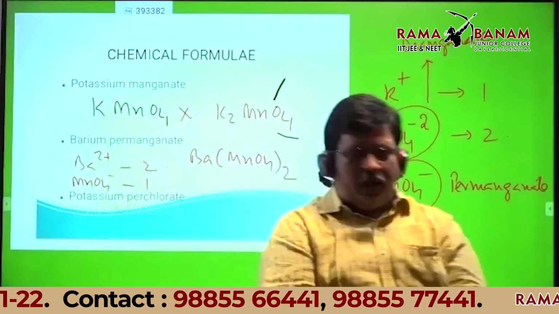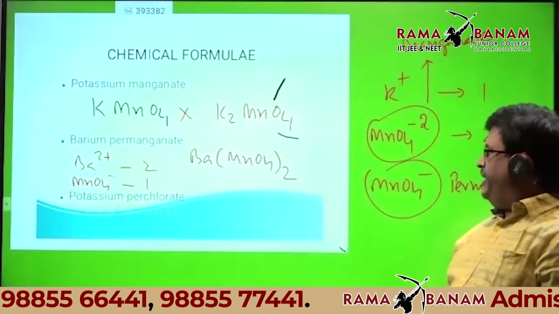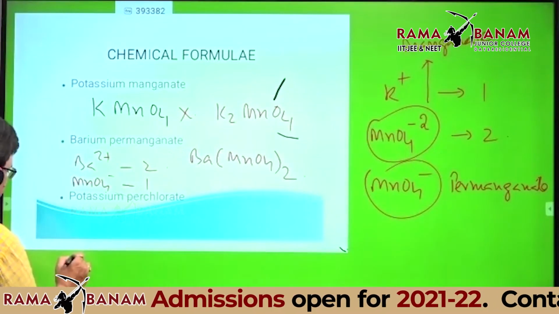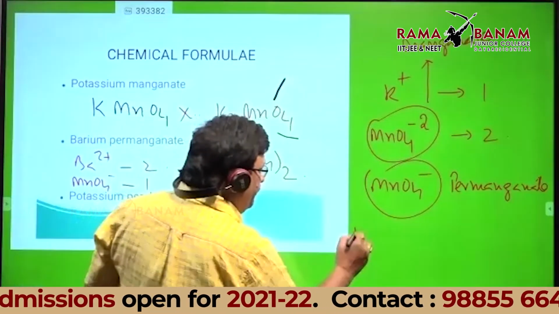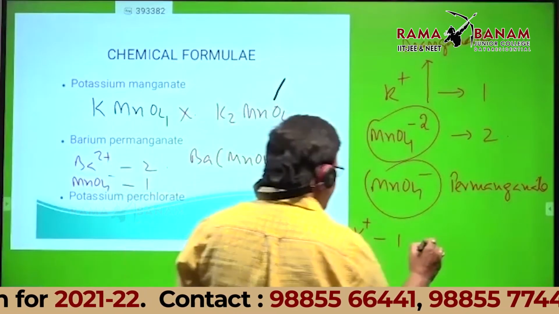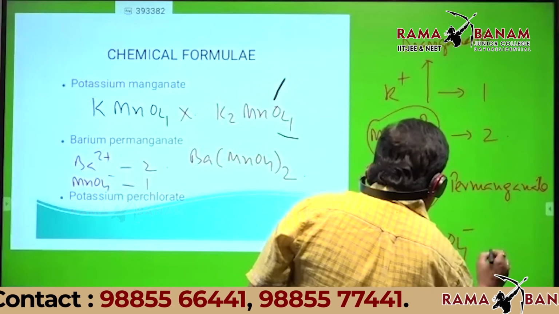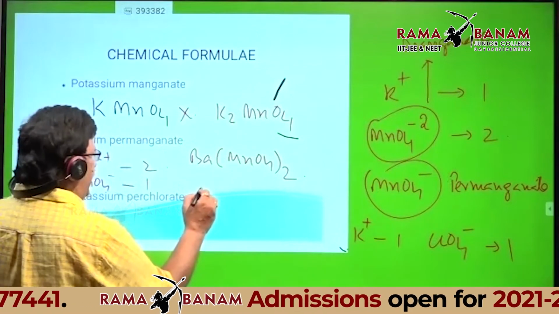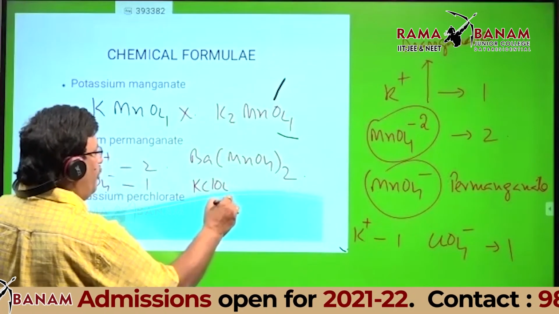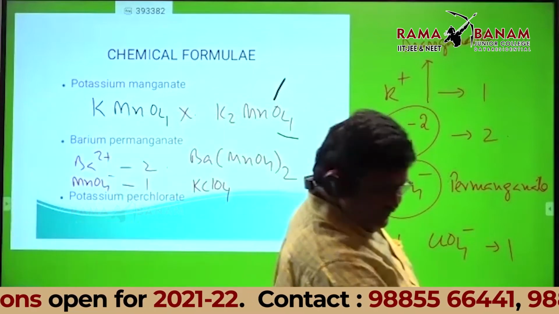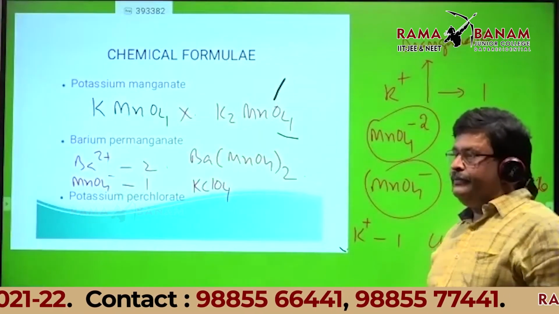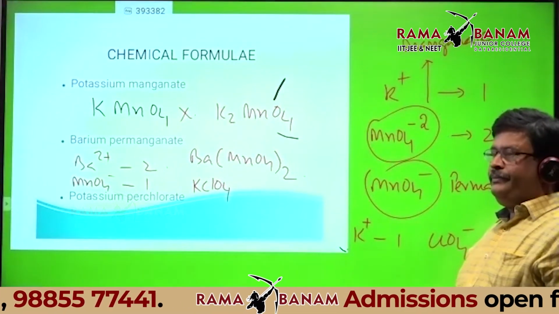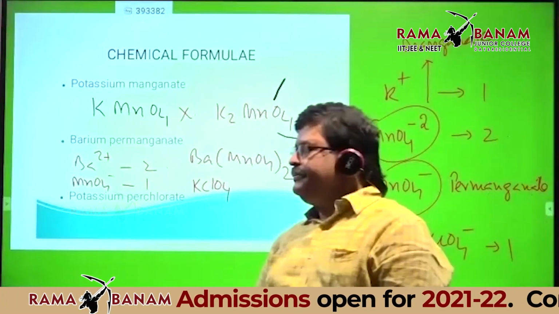Then write the third one. Potassium perchlorate. KClO4. Excellent. Potassium is K plus. Perchlorate ion is ClO4 minus. So both are monovalent. So the formula of potassium perchlorate is KClO4. If any doubt, you can ask. Is it okay? Yes, sir. Can I go to the next slide? Yes, sir.